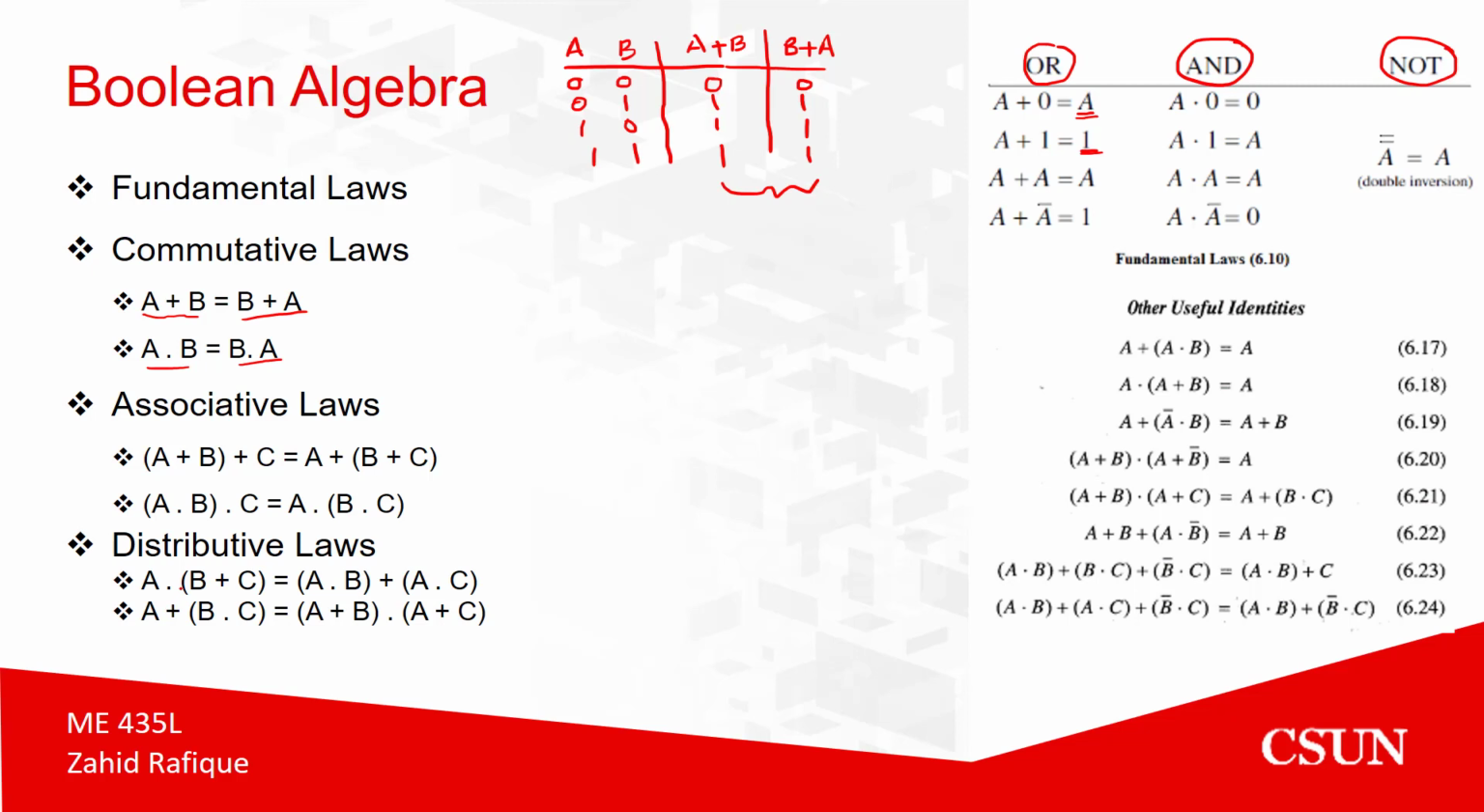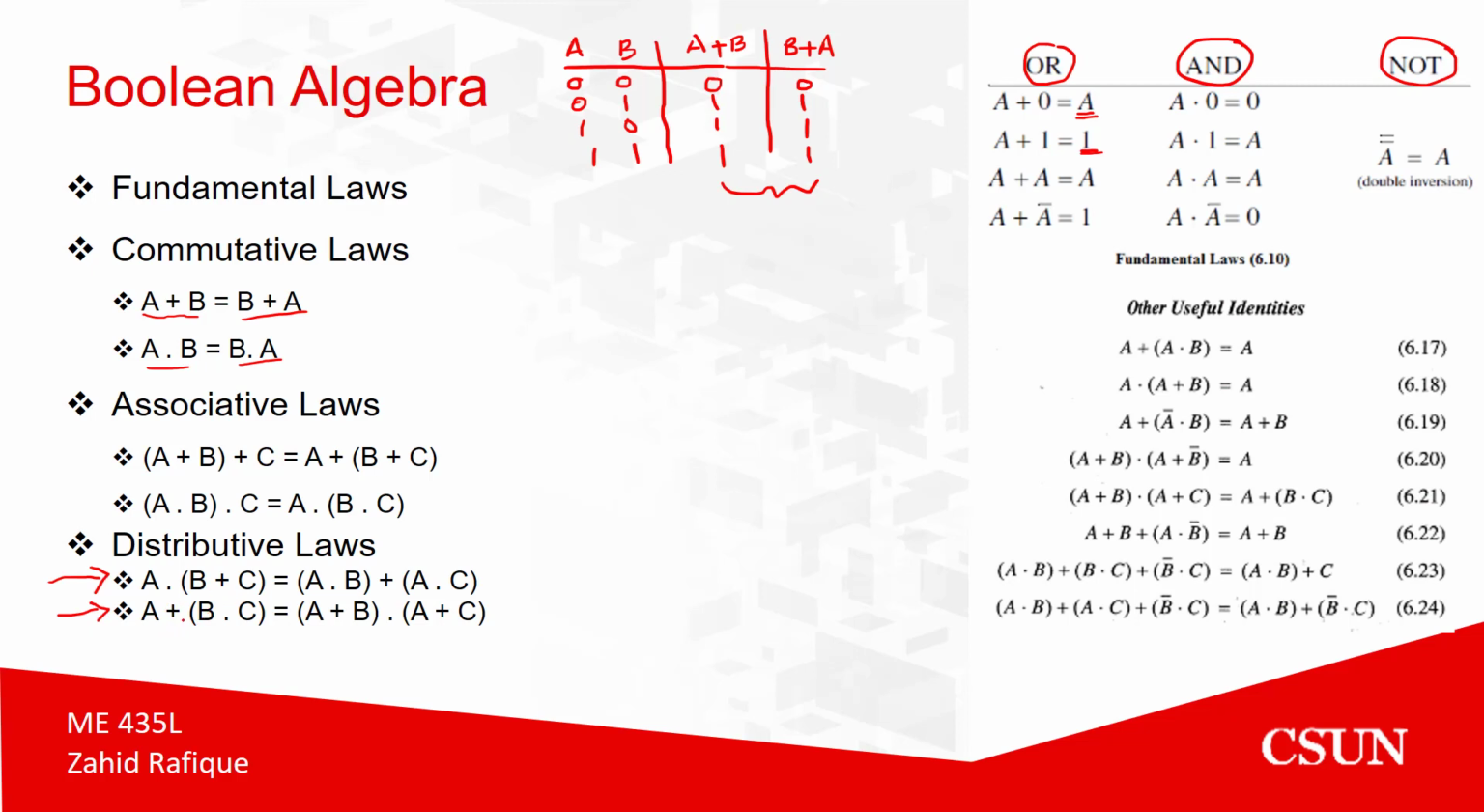The last set of laws is the distributive laws, and this is where it gets a little bit tricky. The first distributive law is actually what we are quite used to in regular algebra. So A and (B or C) is going to be (A and B) or (A and C). This is very similar to regular algebra where A times (B plus C) gives us A times B plus A times C. However, the second version of this law is not present in regular algebra.